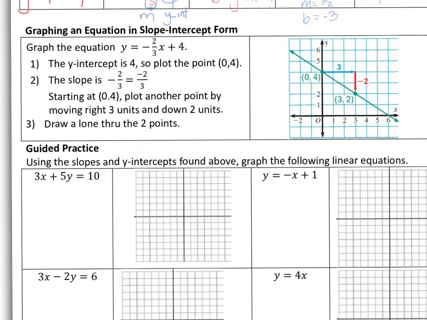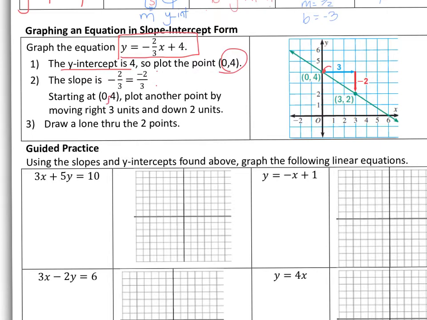Now I'm going to show you a third way on how to graph an equation using the slope-intercept form. Okay, so I give you an equation here, y equals negative 2/3 x plus 4. Okay, first I'm going to plot the point, the y-intercept, okay, 0, 4, which is right here. And then I'm going to rewrite the slope negative 2/3 as negative 2 over 3. Or you could do 2 over negative 3, but I just choose to put the negative sign on top. It doesn't matter.